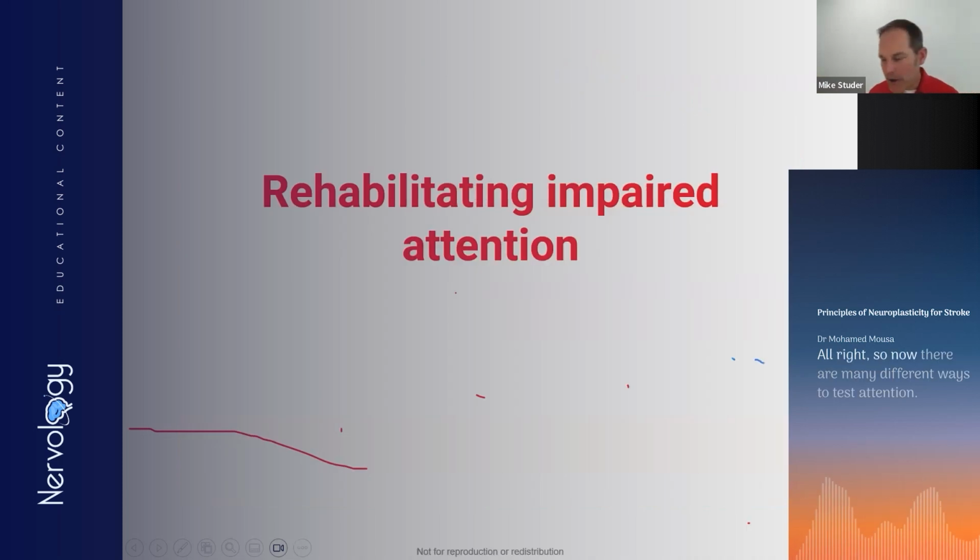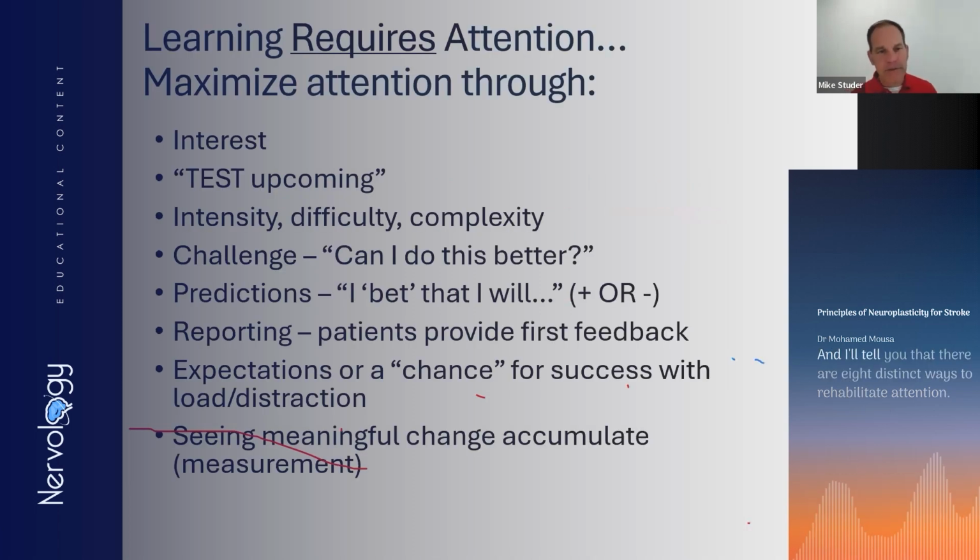All right. So now there are many different ways to test attention. Many of those new ways are being developed right now. I've researched many more of them. What's most important is that we learn how to rehabilitate attention after stroke. And I'll tell you that there are 8 distinct ways to rehabilitate attention, and they're all listed here. Some of which we've covered a little bit and we've hinted at. Let's go through all 8 ways now.